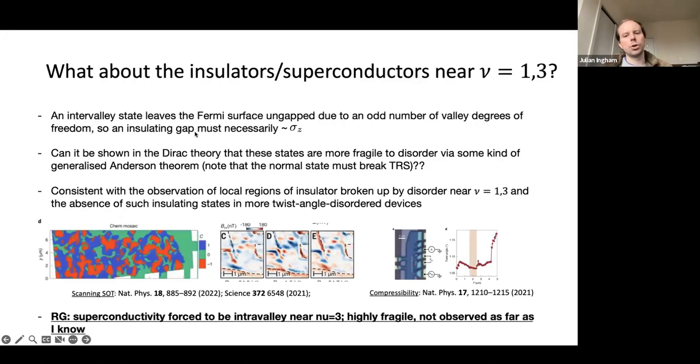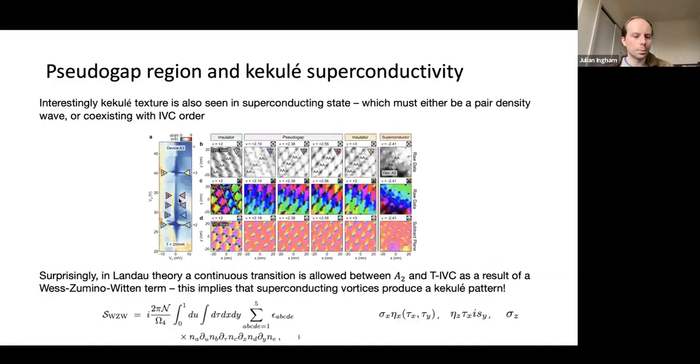Commenting briefly on nu=1 and nu=3, the superconductors at these fillings are predicted by RG to be finite momentum states, the same as nu=0. And so there are reasons why the superconducting orders at those fillings are expected to be more fragile towards disorder. And there are additional reasons why it should be even more fragile at nu=3, which explains why it has not been observed at that filling, as far as I know.